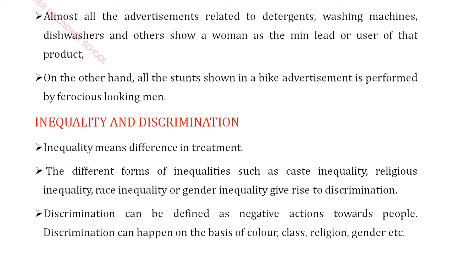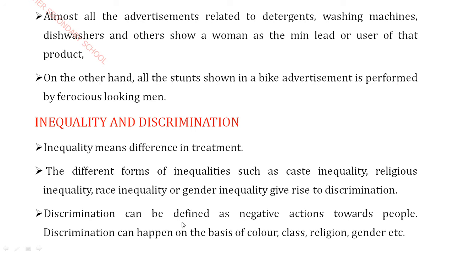Stereotype. Children, next, we are moving to inequality and discrimination. Inequality is a difference in treatment, showing one person with love and another with hate. That is a difference in treatment. Not treating all persons equally, as the same, with uniformity. There are different forms of inequality such as caste inequality, religious inequality, race inequality or gender inequality, which in the end result in what? It is known as discrimination.